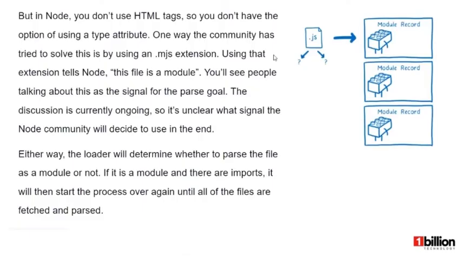But in Node, you don't use HTML tags, right? So you don't have the option of using the type attribute. One way the community has resolved this is by adding the MJS extension. Using that extension tells you that this file is a module. So instead of JS, MJS. You'll see people talking about this as a signal for parse code. The discussion is currently going on, so it's unclear what signal the Node community will decide to use in the end.